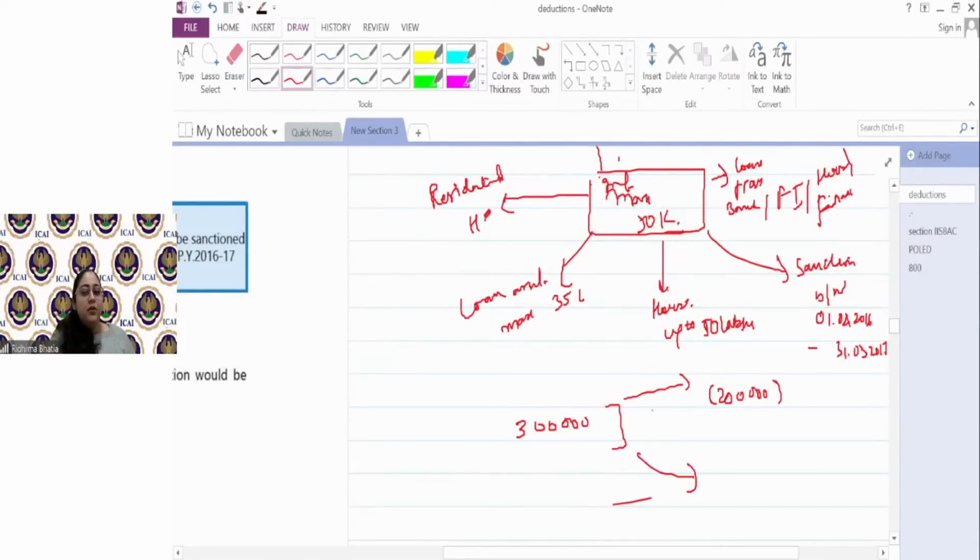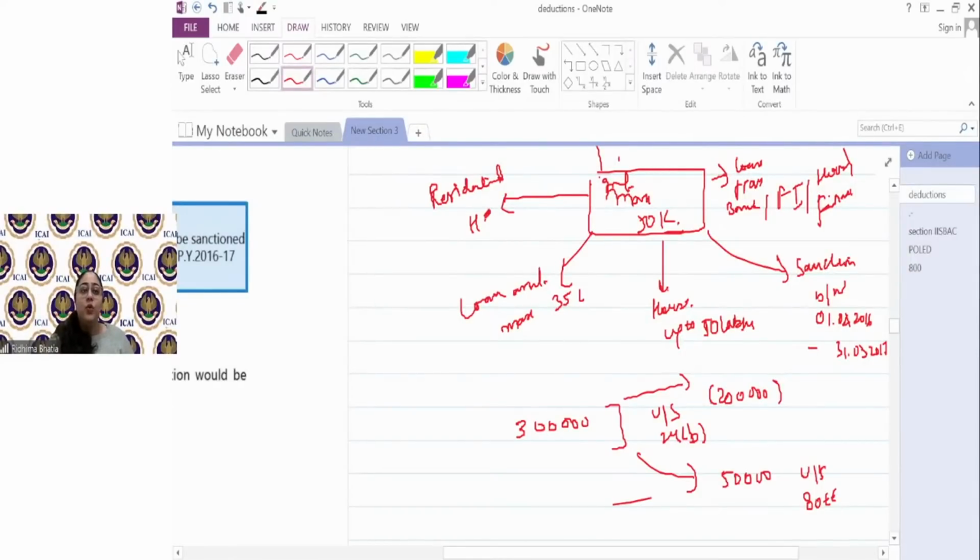So the remaining a person can claim here is 50,000 under section 80EE. Only if the loan is taken between this period. If the loan was taken before or after, 80EE is not applicable.